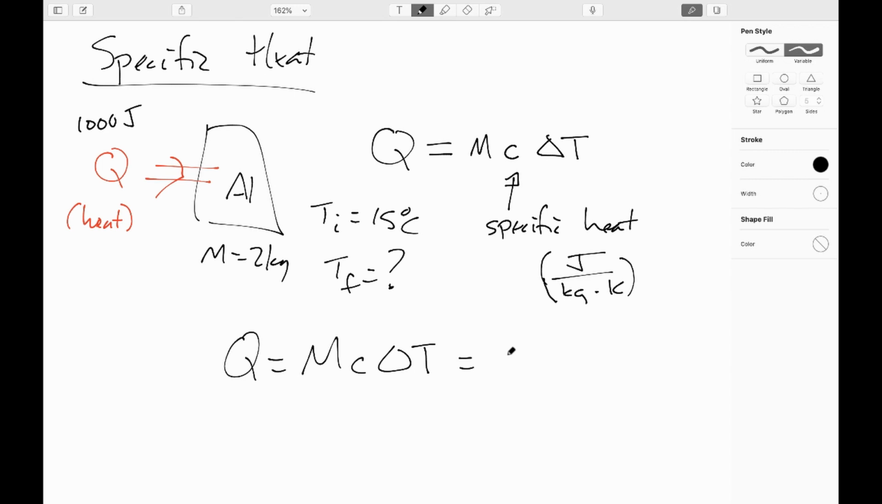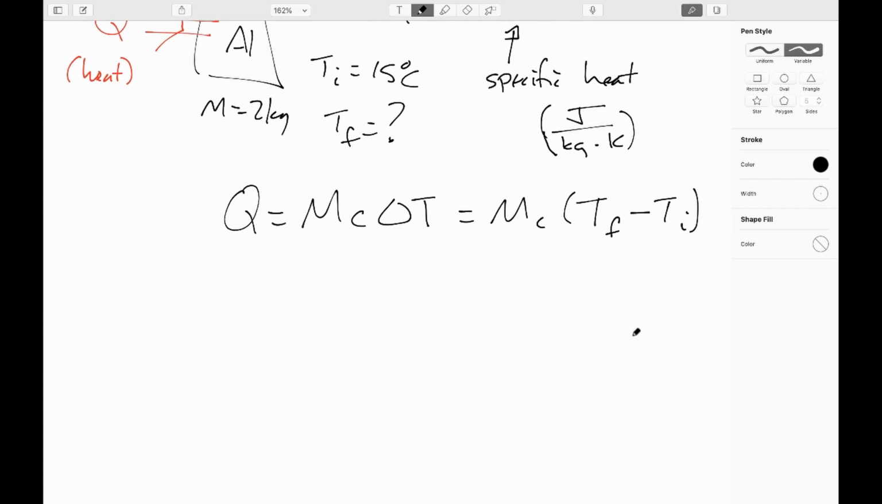And delta T is going to be the final temperature, which is what we want, minus the initial temperature, which is what we have. Now, an important thing to note here is that, remember, a C degree and a Kelvin are the same thing. So if your temperatures are in Celsius, in a situation like this where you have a temperature difference, there's no need to convert to Kelvin. However, there will be times in thermodynamics where you will need to convert to Kelvin.